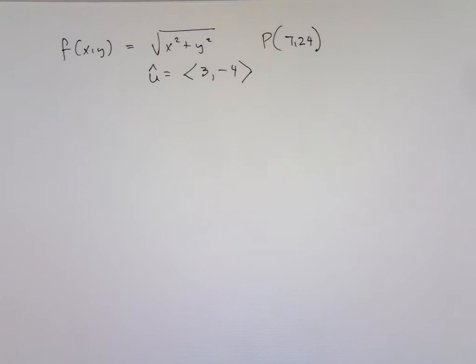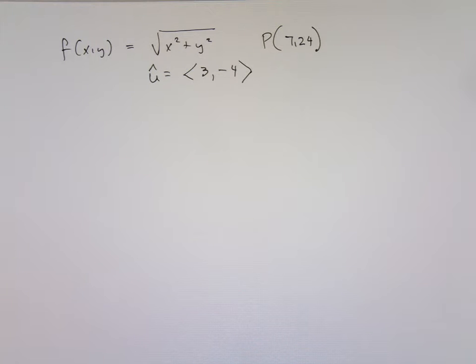And we've got a point, 7, 24, 25, because 7, 24, 25 is a Pythagorean triple, right? 7 squared is 49, 24 squared is 576, and we add that. Is that the square root of 625? Yeah, I think it is. So 7, 24, 25, a right triangle. We've got a vector 3, negative 4, pointing back this way.